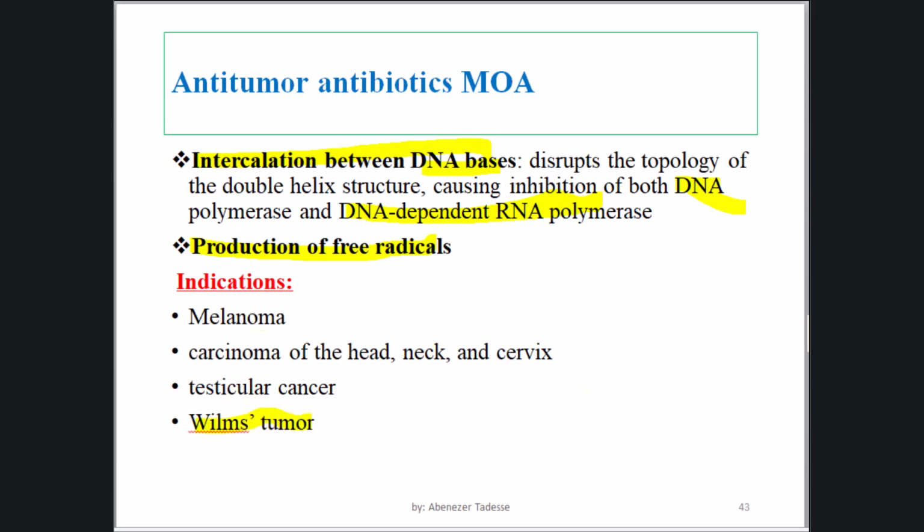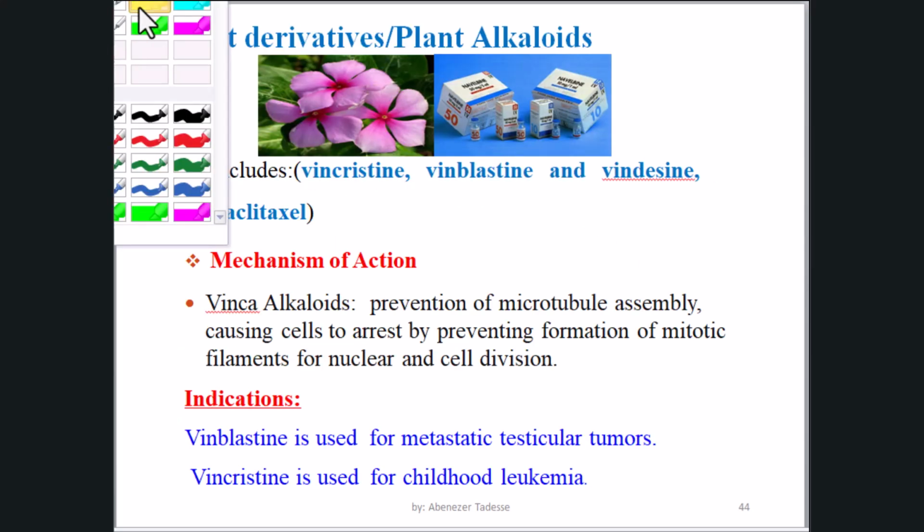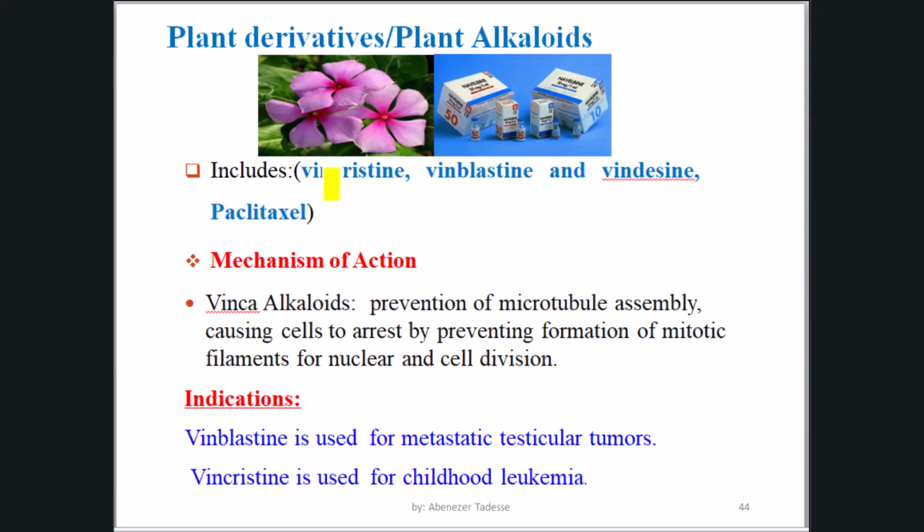The other one here you see is plant derivatives, plant alkaloids, especially vincristine, vinblastine, and vindesine. These are plant derivatives, and taxanes like paclitaxel. All of these, especially the Vinca alkaloids, affect microtubule formation, especially in the late G2 or the M phase, so they can prevent polymerization of microtubules.